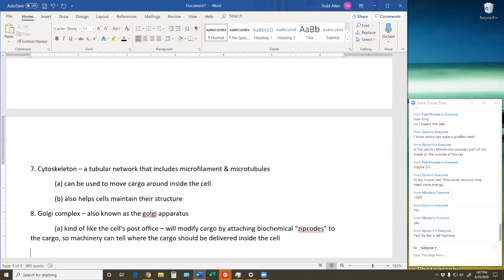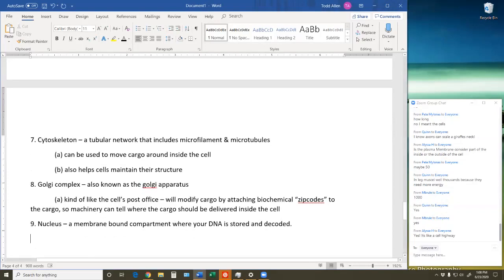Okay, and the last thing I'm going to mention to you is the nucleus. Okay, I haven't mentioned everything, and I'm not going to mention everything, but the nucleus should be in your notes. The nucleus is a membrane-bound compartment where your DNA is stored and decoded. Okay, a membrane-bound compartment where your DNA is stored and decoded.